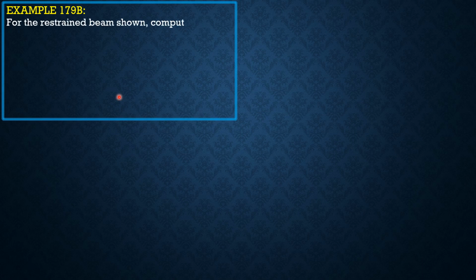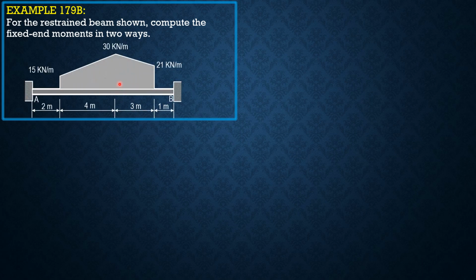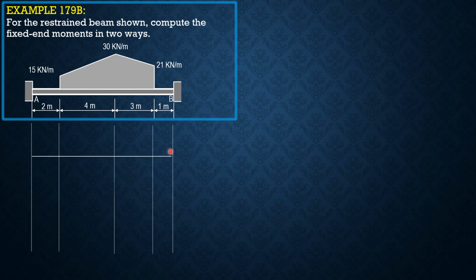So for the restrained beam shown, compute the fixed moments in two ways. So this is the last example. The loading is challenging, though in reality it will not be. But this is for mastering the concept on computing fixed moments, especially the basic one, which is construction of moment diagram by parts. So let's select B as our moment center, and let's consider fixed moment at A positive as shown, and the reaction RA times 10, so 10 RA.